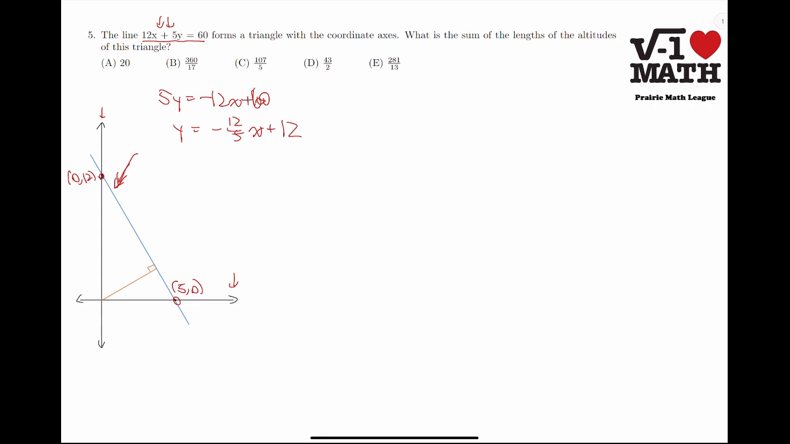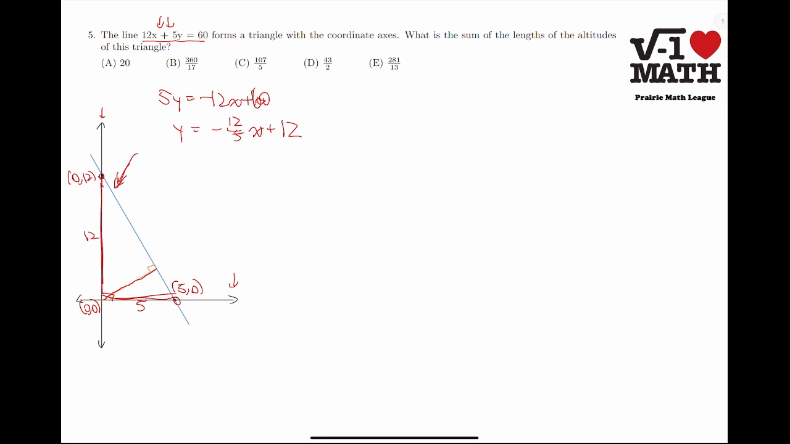Now that we have these points, we know that this is (0, 0). So this has length 12 and this has length 5. We already have two of our altitudes that are 12 and 5, and we need to find the length of this third one, which is drawn here in orange. To do this, we're going to exploit a useful area relationship.